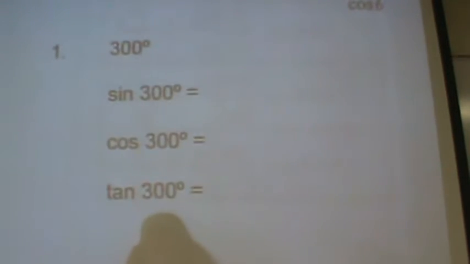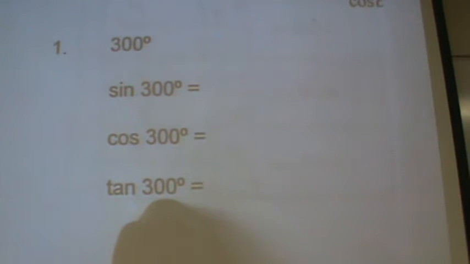So, we're gonna do these problems. See where it says sine, cosine, and tangent of 300 degrees? Okay, you're gonna figure out what the sine, cosine, and tangent of 300 degrees is, right? I want you to look at your circle. Can you tell me where 300 degrees is?